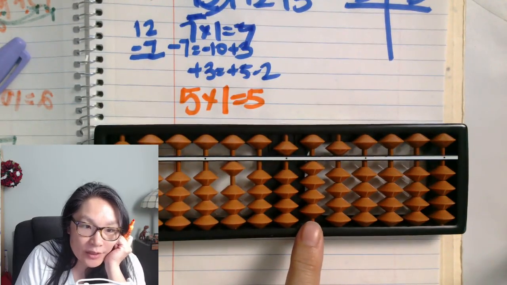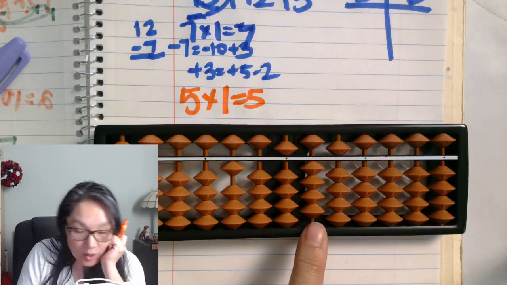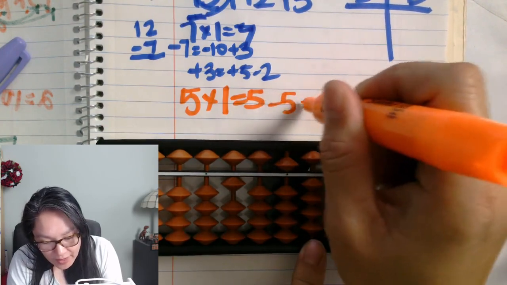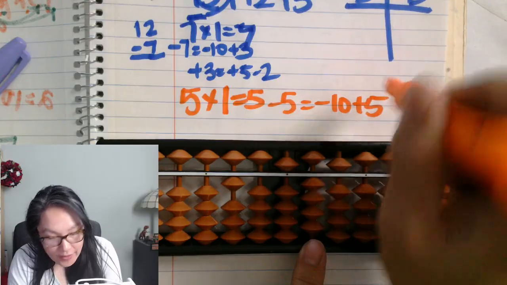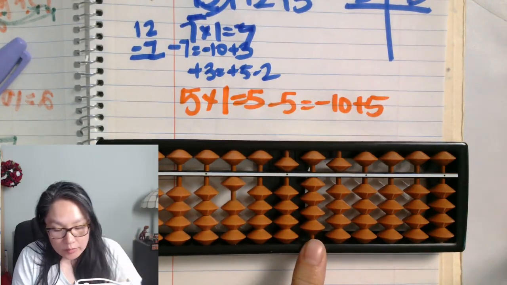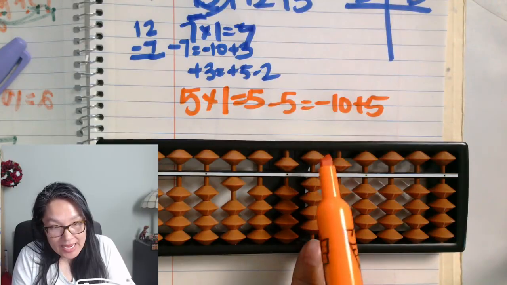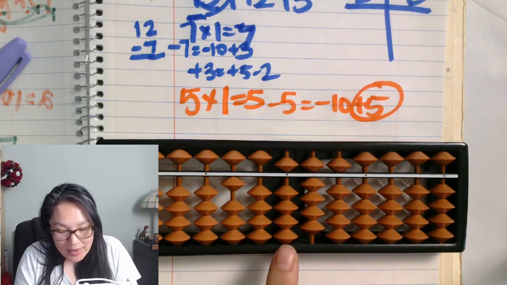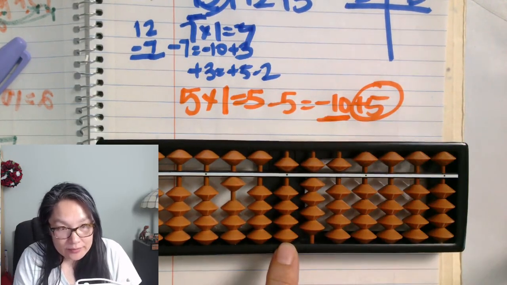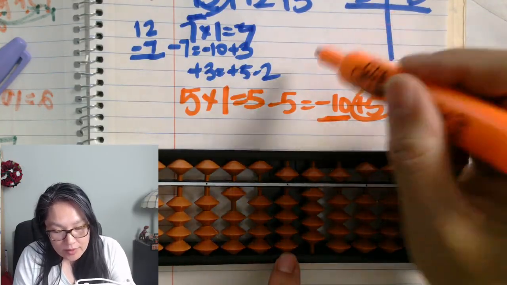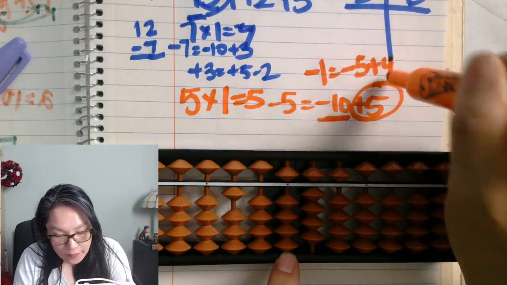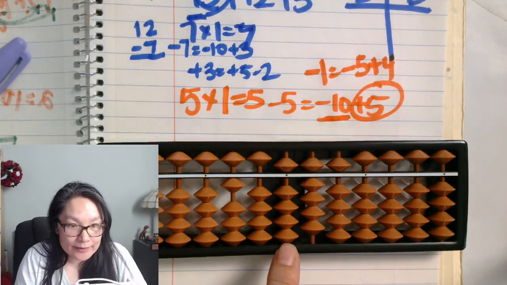Do I have enough to take away the 5? No. So what do? 5 minus 5 is equal to minus the 10 plus the 5. So I'm going to minus the 10 plus the 5. Let me add the 5 so I don't forget. I'm going to add this 5. Right? Now we need to minus the 10. Can we take away the 10? No. Take away the 10 is what? Minus the 1 equals to minus the 5 plus the 4. That's why it's 49.